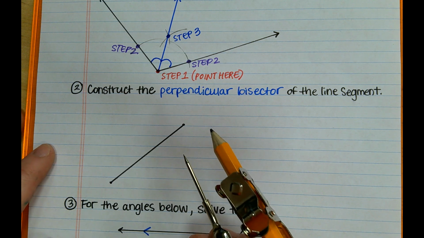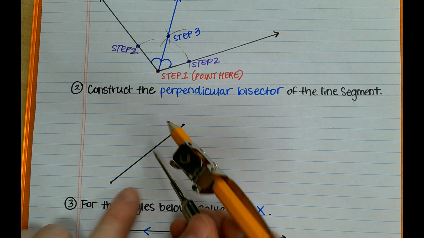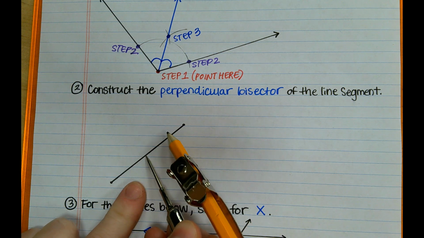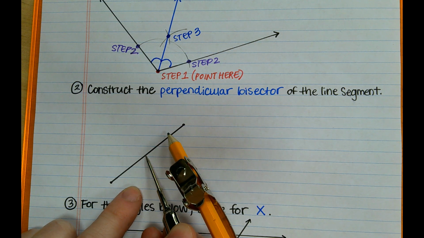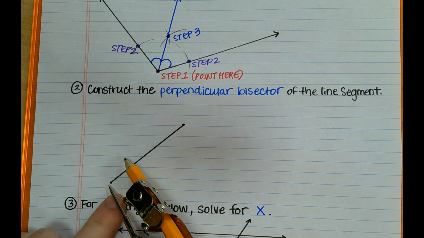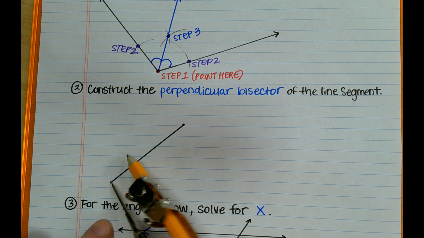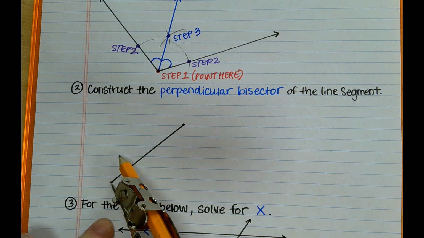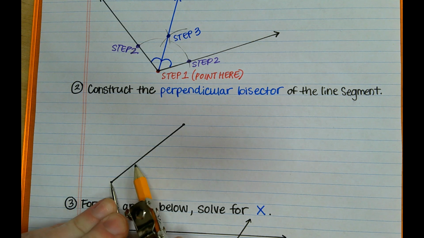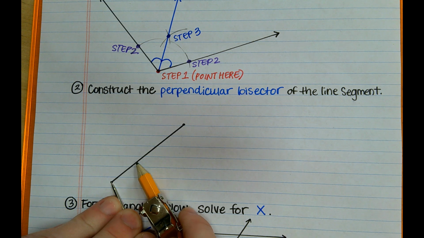What do we think? Halfway, or both? On the ends, yes. We want to put the point of our compass on one of the end points. Doesn't matter which one we start with. And then how far should my compass be opened?